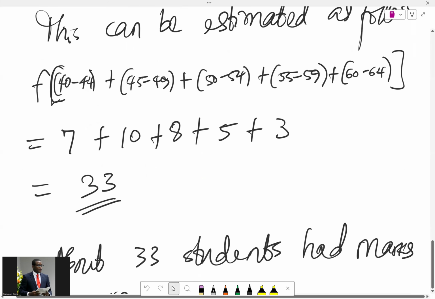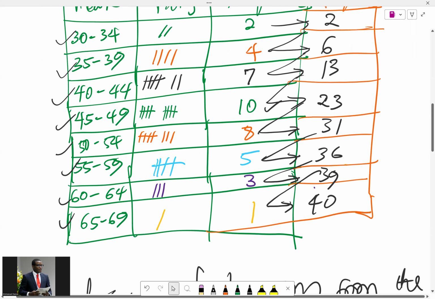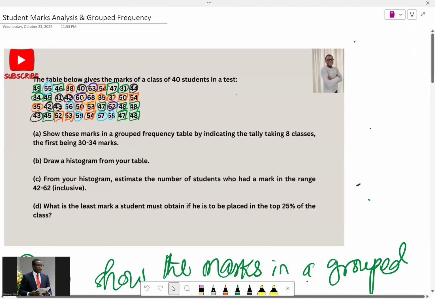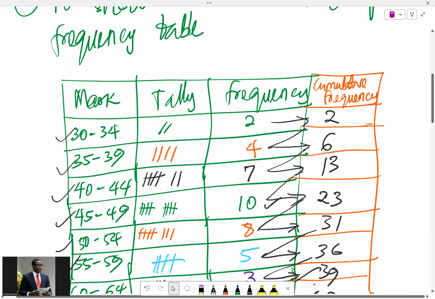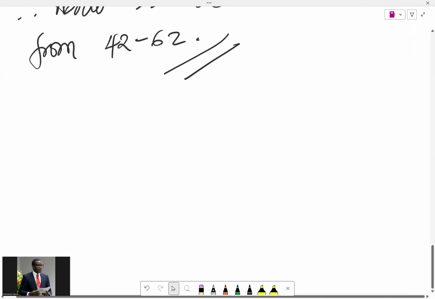So the last part, which is part D: what is the least mark a student must obtain if he's to be placed in the top 25% of the class? Okay. So let's go for D now.